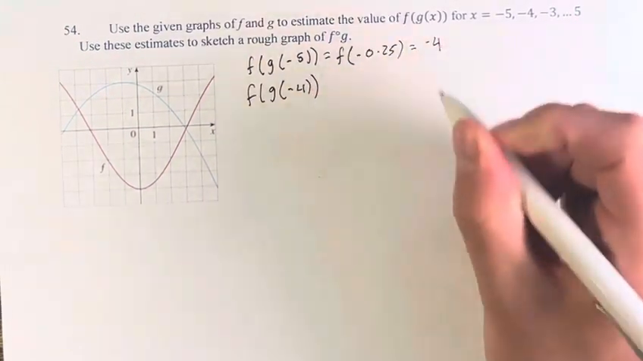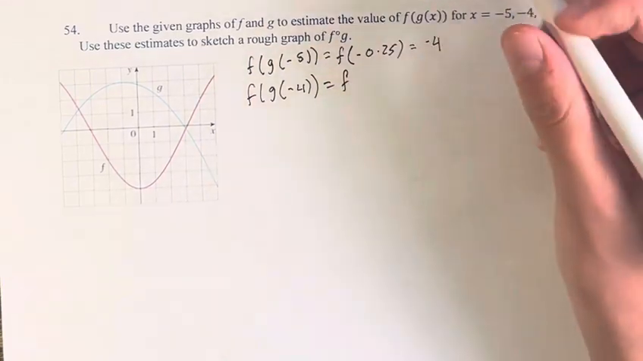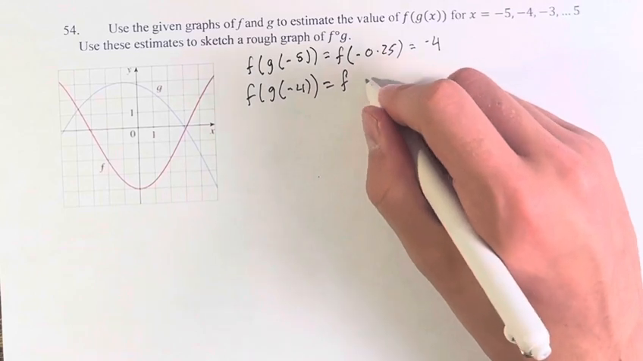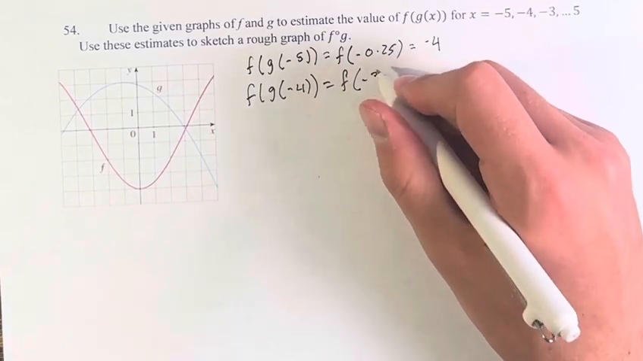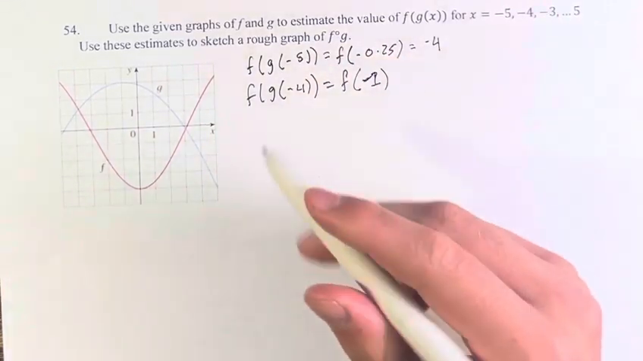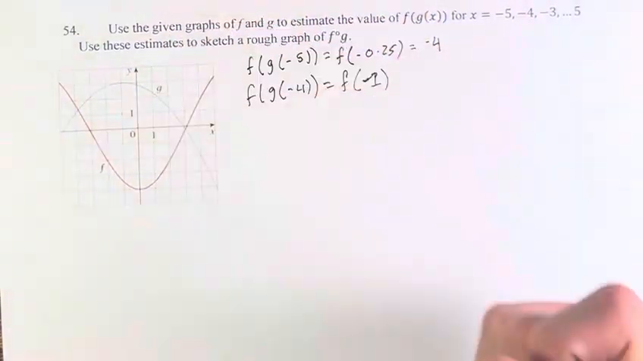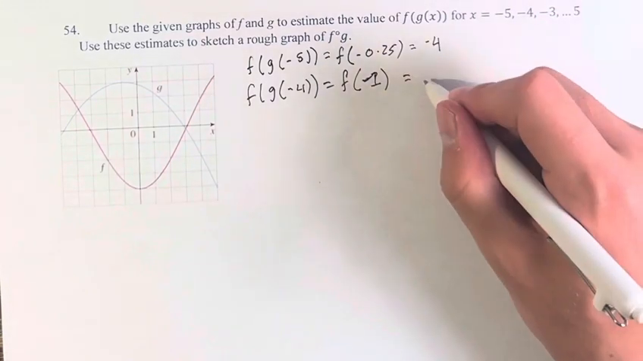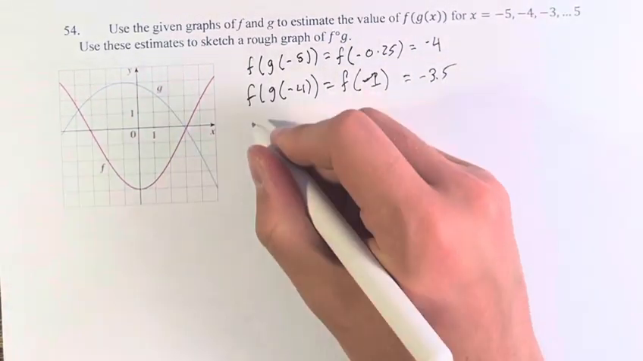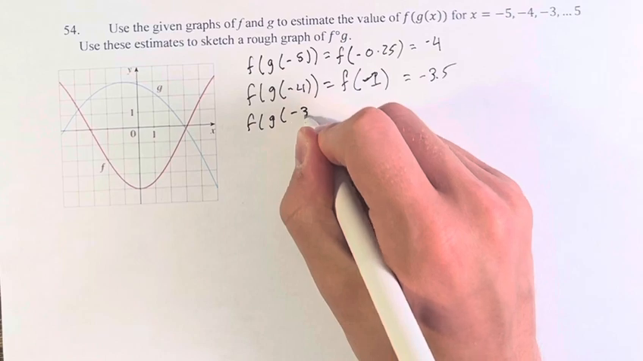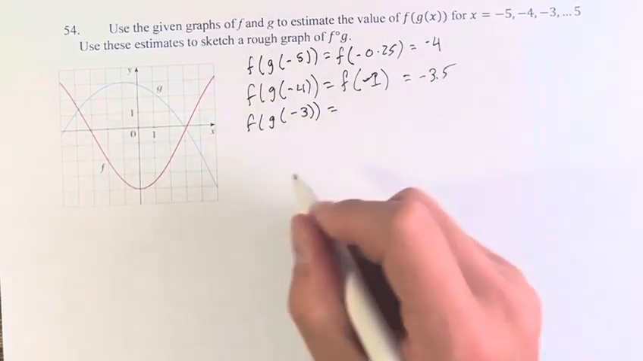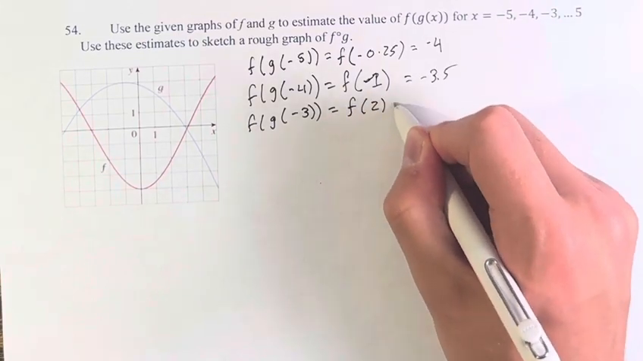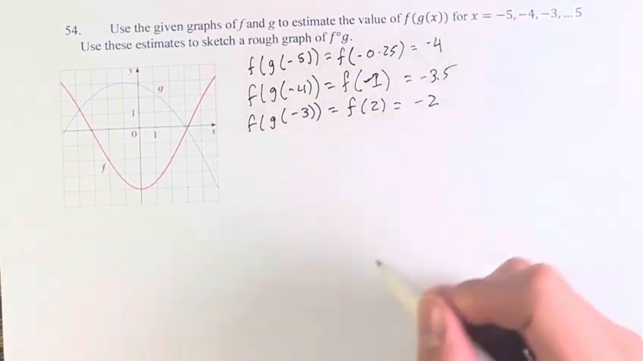So f of g of -4: g of -4 is right around here. What do we say that is? That's maybe right around 1, on the blue function. Then we take f of 1, which we can say is around -3.5. Next, f of g of -3. g of -3 is 2, so this is f of 2, and f of 2 is -2.